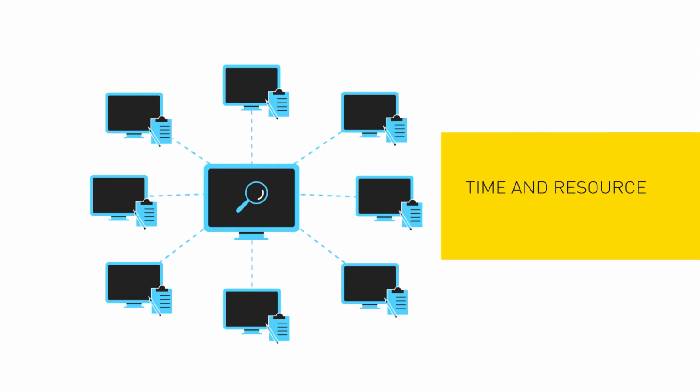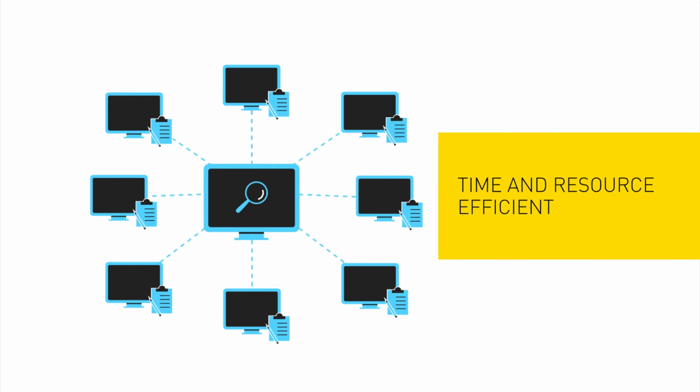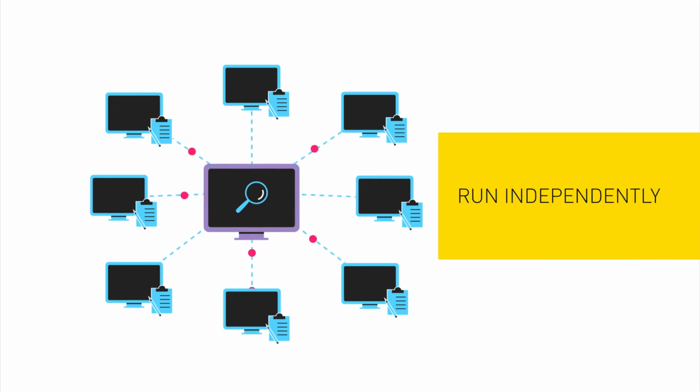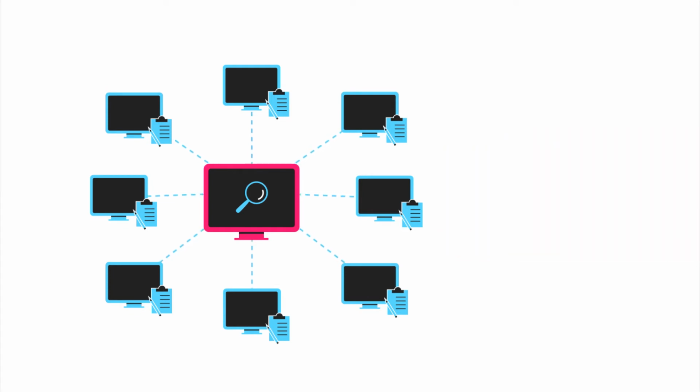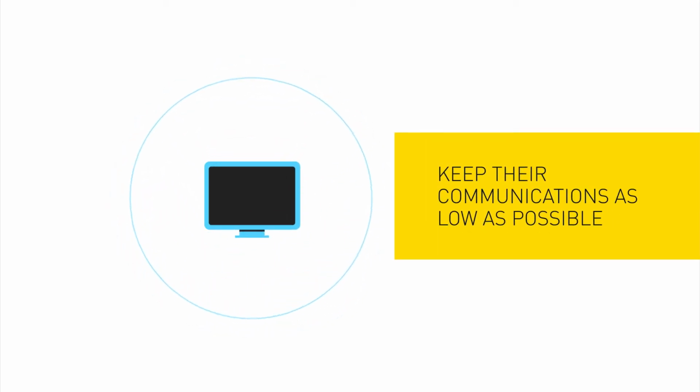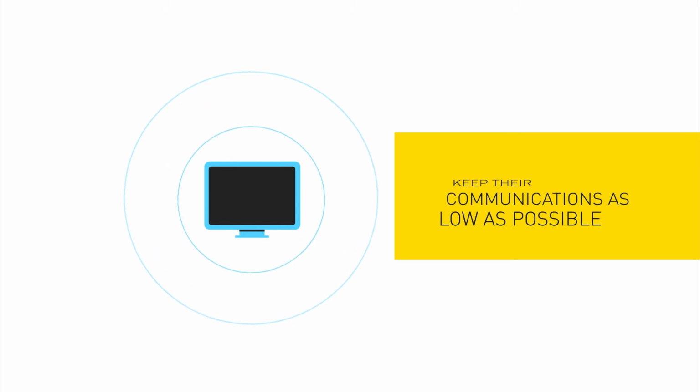In order to make this process time and resource efficient, the local testers must be able to run as independently as possible, so that they don't needlessly weigh on the central tester or other test components. To do this, they must keep their communications or coordination messages as low as possible during the whole testing process.